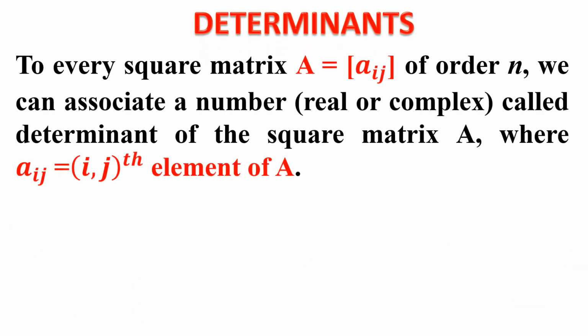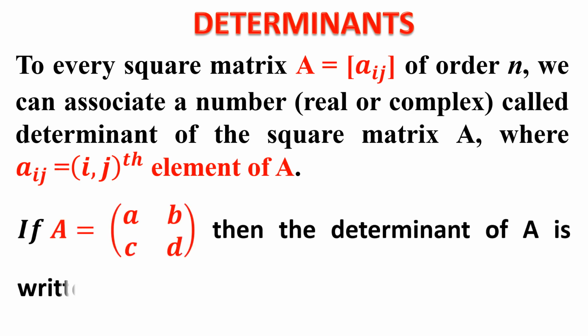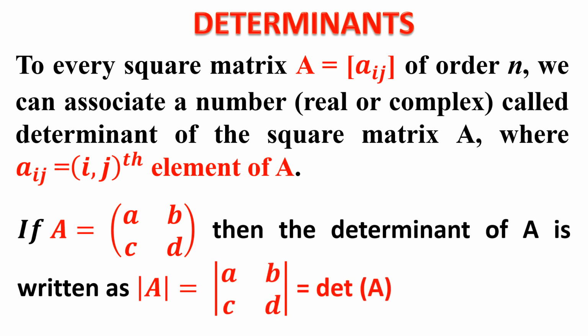Let us define the determinants now. To every square matrix A of order n, we can associate a number. It may be a real or complex based on the elements inside that matrix, is called determinant of the square matrix, where Aij is equal to the ith jth element. You know it because we have seen it in matrix chapter. If A is equal to [a, b; c, d], then the determinant is written as determinant A is equal to the array inside the determinant symbol.